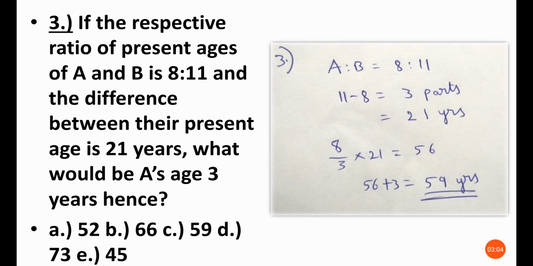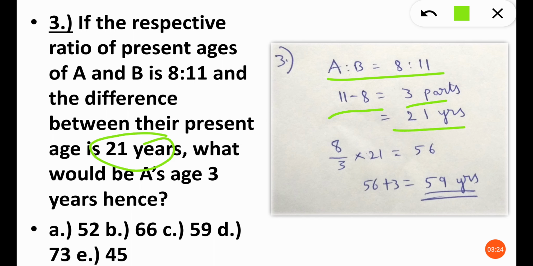Third problem. If the respective ratio of present ages of A and B is 8:11 and the difference between their present ages is 21 years, what would be A's age 3 years hence? 3 years hence means 3 years later. A to B is 8:11. It's given. 11 minus 8 is 3 parts. Difference is 3 parts and difference is 21 years.